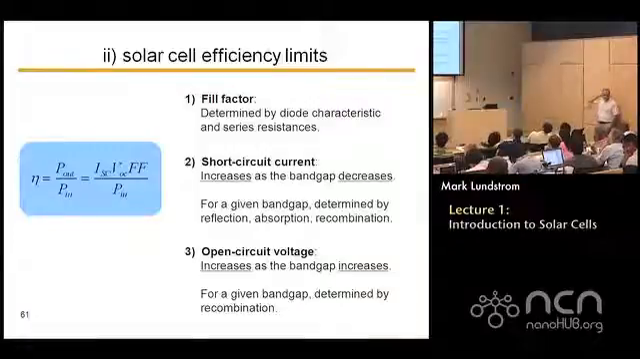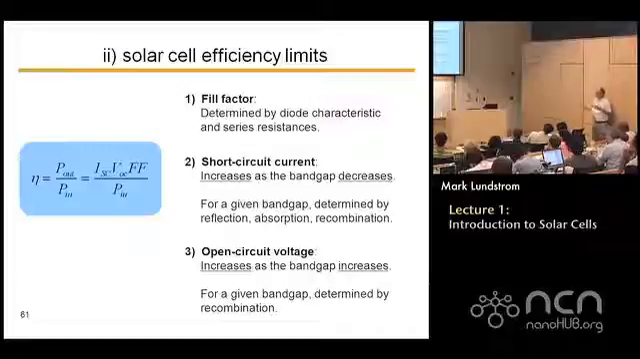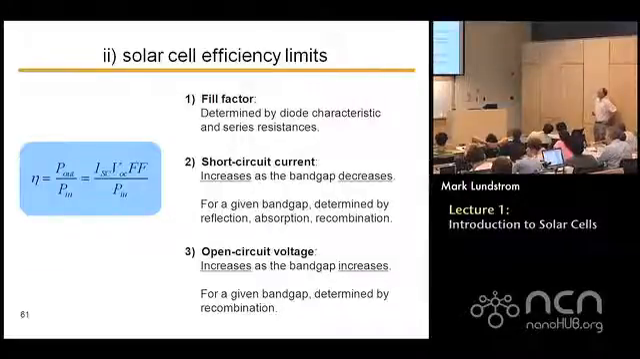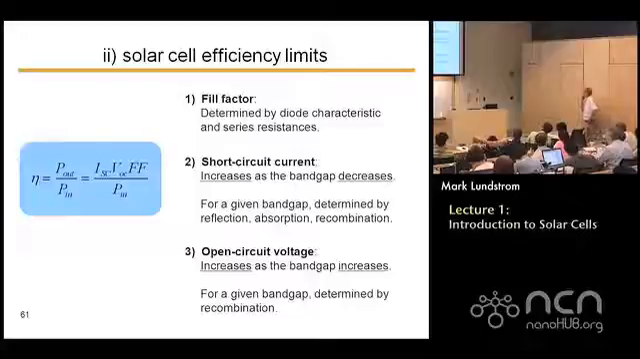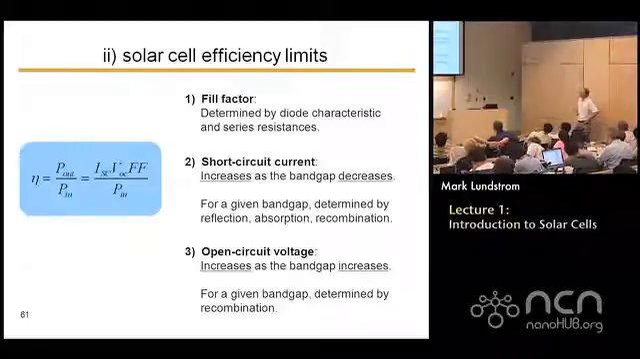Now, we should talk briefly about efficiency limits. What determines the limit efficiency? So we have only 3 things to think about: short circuit current, open circuit voltage, and fill factor. If we can understand those 3 factors, we can understand efficiency. The fill factor is just determined by the shape of the IV characteristic, which is the diode characteristic. That's pretty fundamental. We can't change that very much. We can make it worse if we have too much series resistance. So we'll spend a lot of time trying to reduce series resistance.